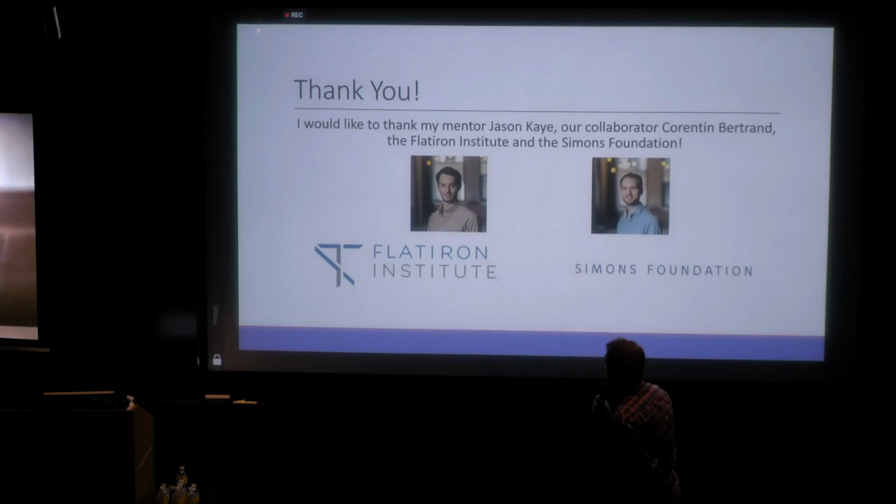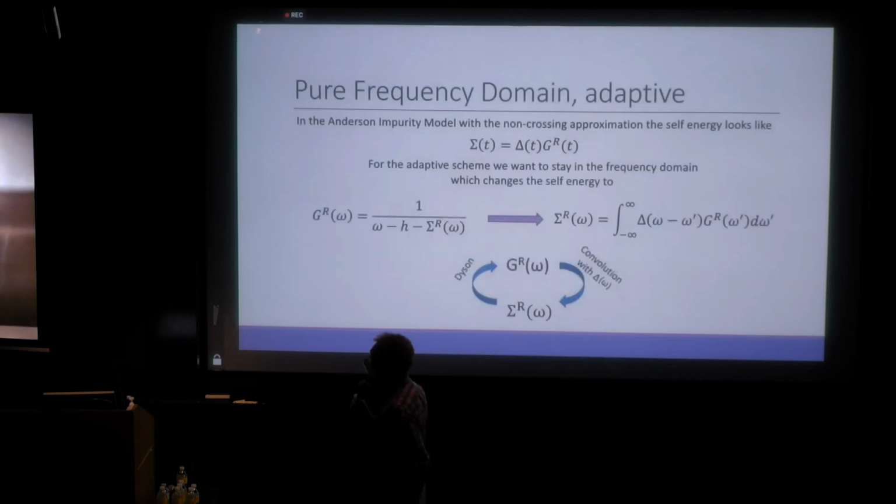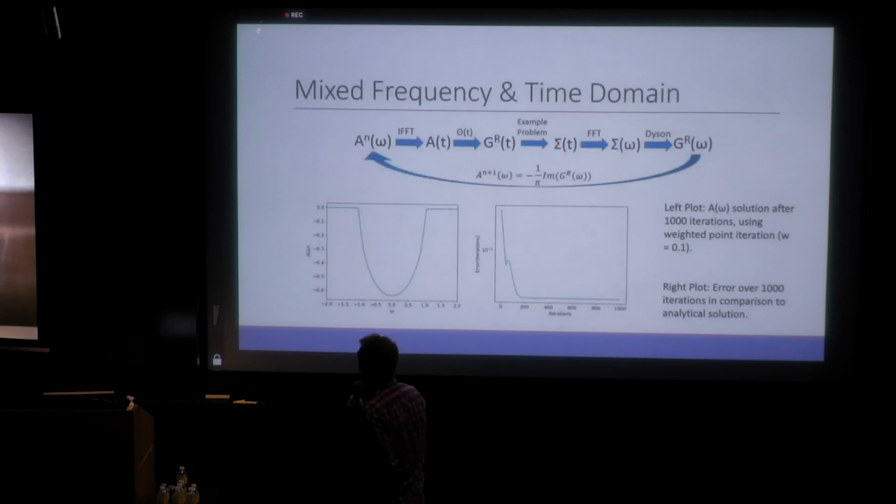So I had a question. When you were showing the error for the mixed time and frequency domain, it makes sense to me that that error would go down as you do the number of iterations. What is the feature that looks like it's at about 50? You get this bump that goes upwards and then back down. Do you have a feeling for what that is?